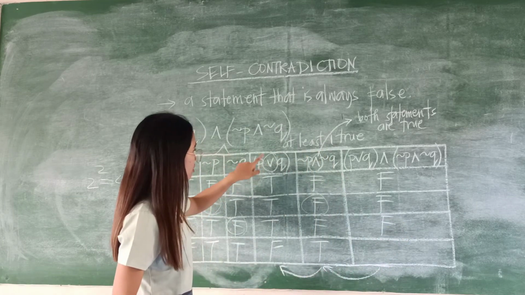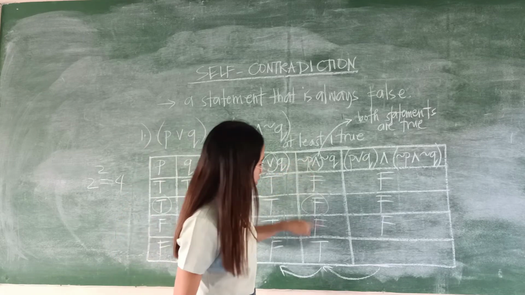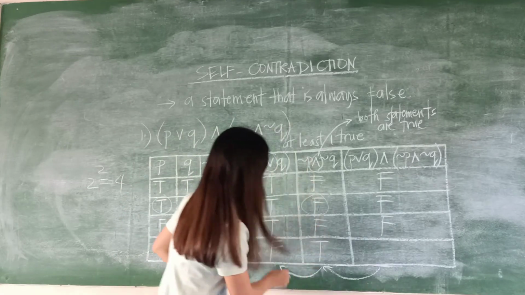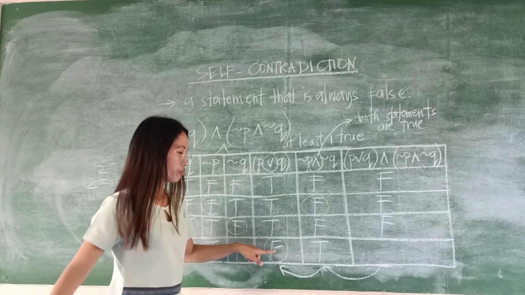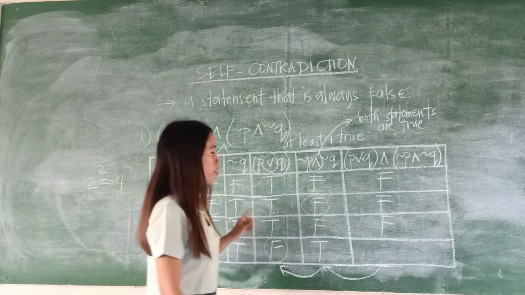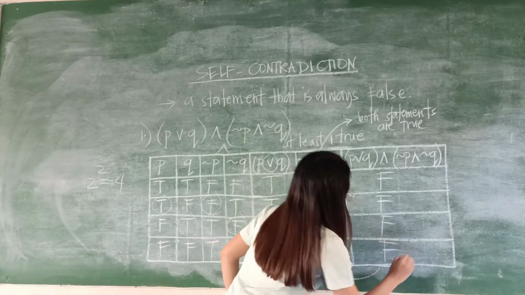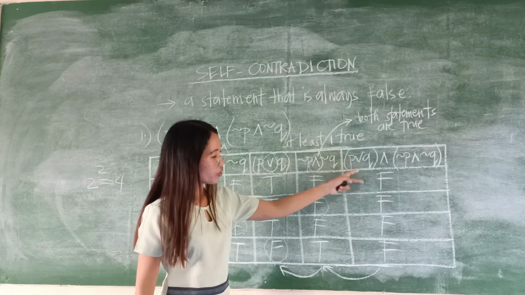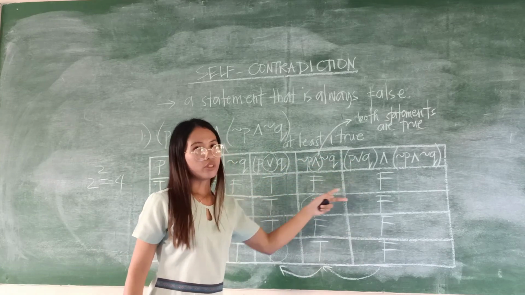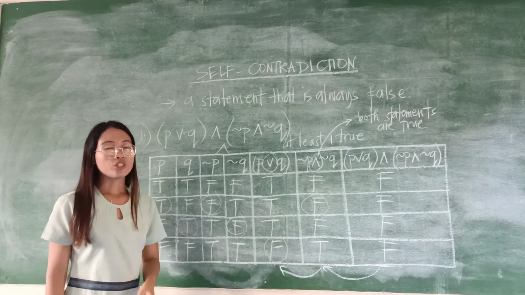Then for this statement false, and this true, we have at least one false here, then it is also false. So all the values here are false. Then this example is a self-contradiction.